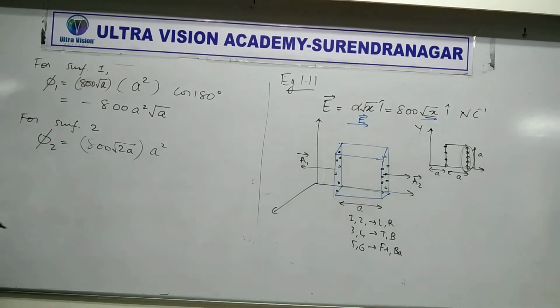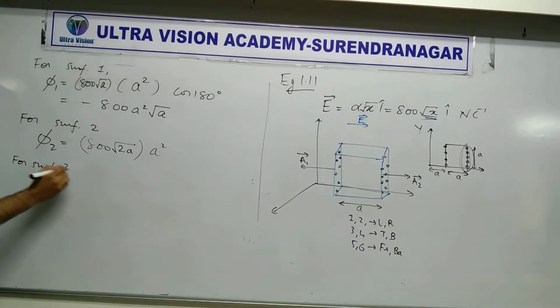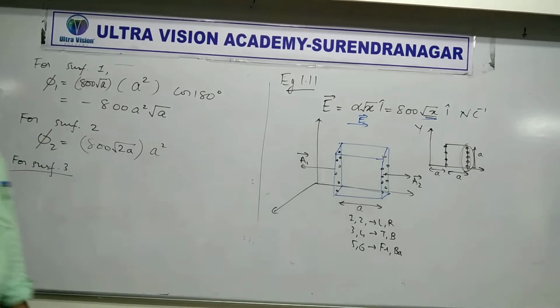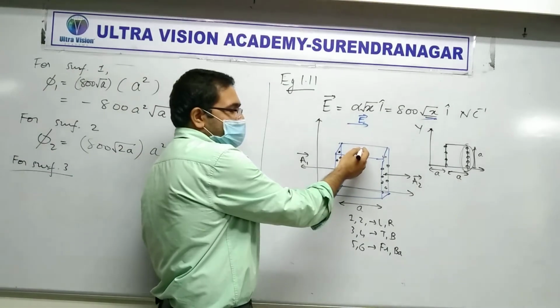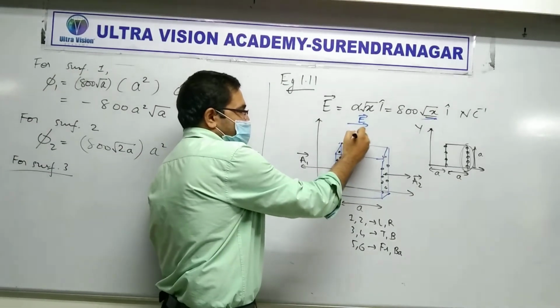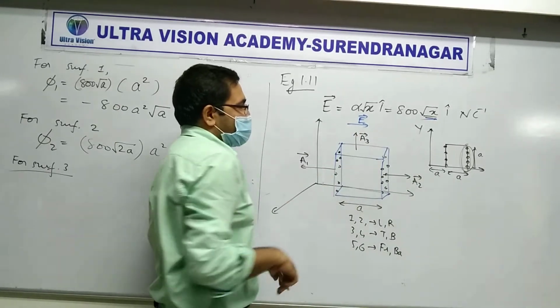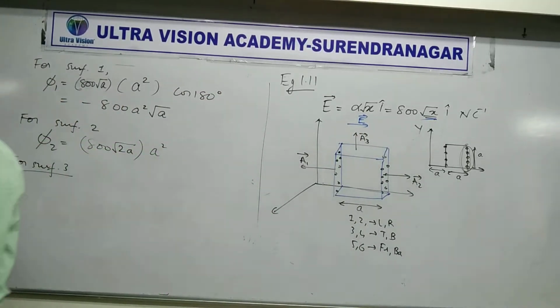Okay, now what surface? 3. Where's 3? 3 is at the top. Where is the area vector? Upwards. Okay, so angle between area vector and electric field?